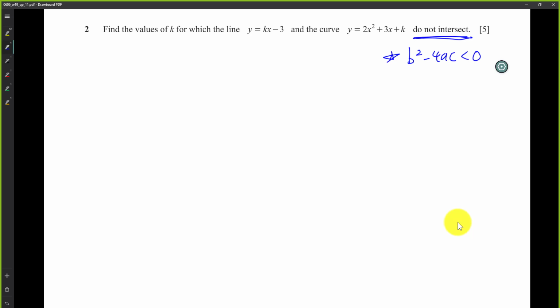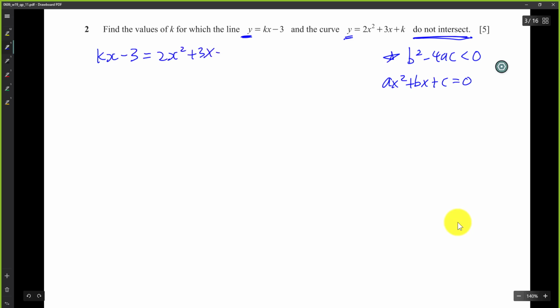So if you know you want to do b squared minus 4ac, definitely the first thing you need to do is have a general equation first. That means ax squared plus bx plus c equals 0. It's not equal to y, it's equal to 0, but then you have both y, isn't it? So how am I going to get equal to 0 without y? The easiest way is to sub the first y into the second y. Do simultaneous equations, sub into each other and then solve it. So I sub y into y, I get kx minus 3 equals 2x squared plus 3x plus k.